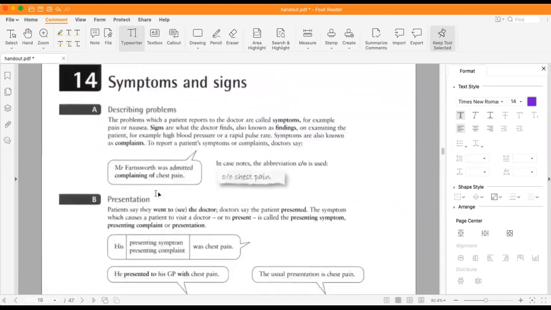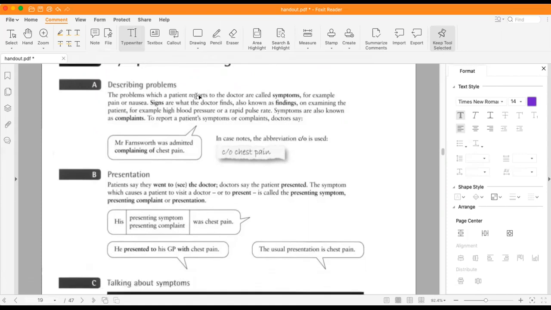Let's move now to the symptoms and signs. The first thing that comes to our mind when we read this title is, what is the difference between symptoms and signs? The problems which a patient reports to the doctor are called symptoms. So when the patient goes to the doctor saying that they have, for example, a back pain or stomach ache or headache or whatever, these are called symptoms. All right.